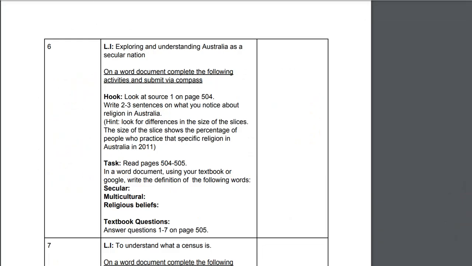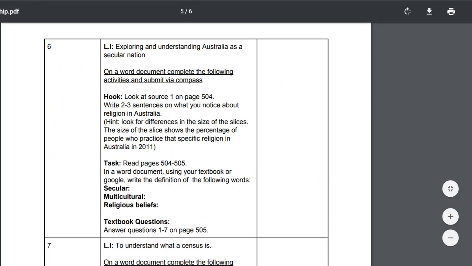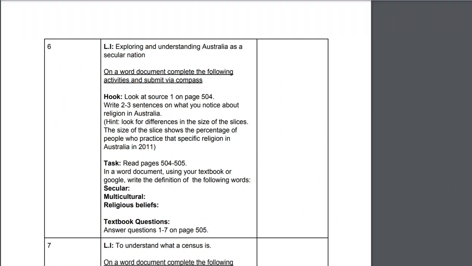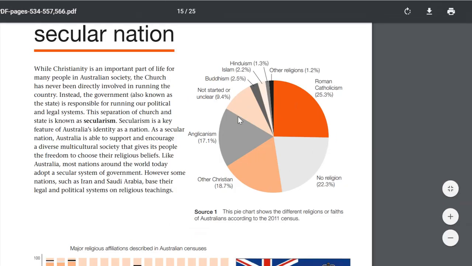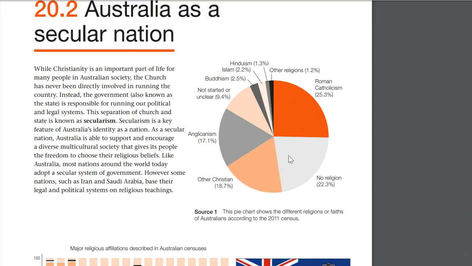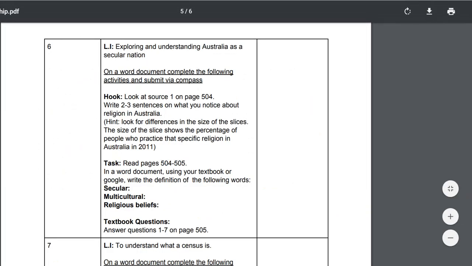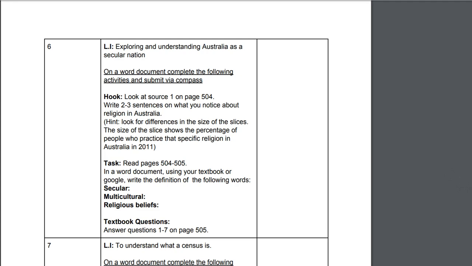So a little hint for the 2 to 3 sentences you're writing is to look for the differences in the size of the slices. The size of the slice shows the percentage of people who practice that specific religion in Australia in 2011. So using the information we just talked about, write 2 to 3 sentences about what you have noticed about this pie chart. Take a second to pause this video, go do that, and come back when you're done.